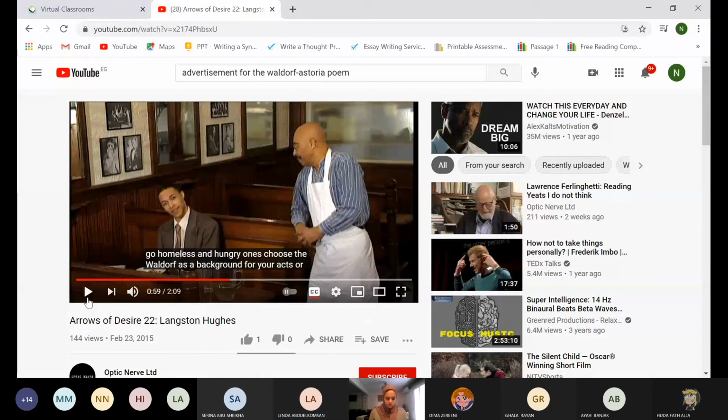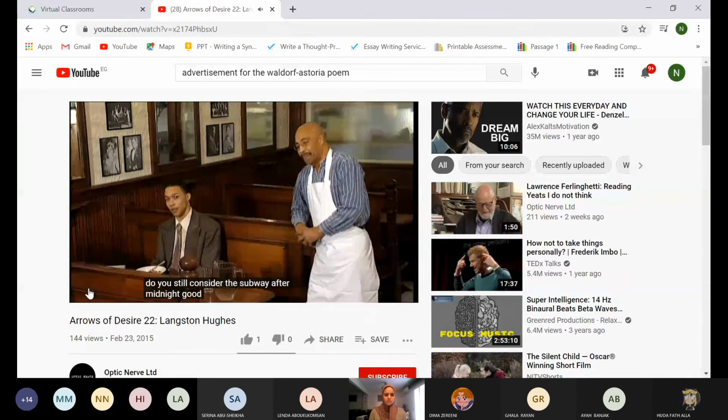Okay, so isn't it a background for your rags, or do you still consider the subway after midnight good enough, or you prefer to sleep in the subway? In the subway, poor people sleep. If you travel abroad, you will find them sleeping in the subway. So go to Astoria, or you prefer the subway? Of course, they do not prefer the subway. They are forced to sleep in the subway because they cannot afford it. How stupid are they? Or do you still consider the subway after midnight good enough?